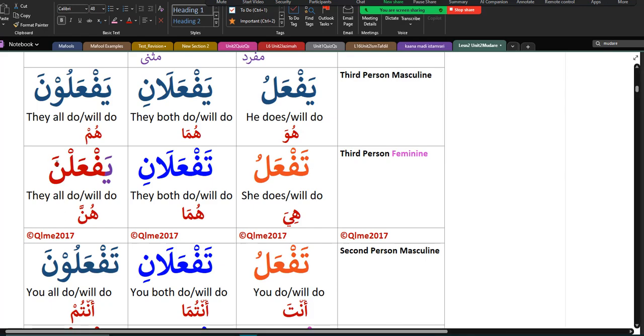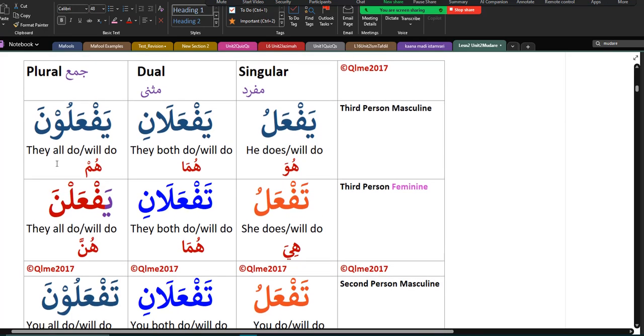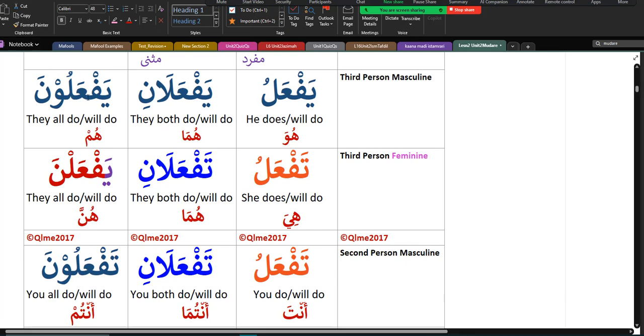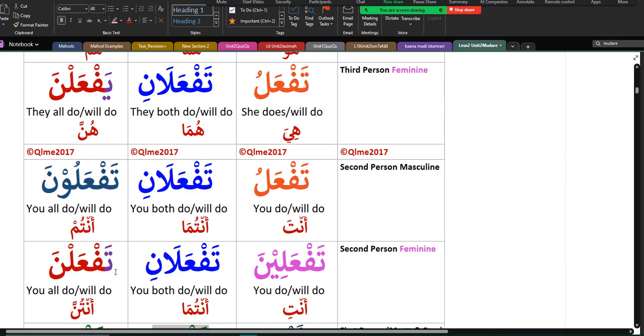And the noon with the fatha is for the feminine plural. Like if you see, like muslimuna is for masculine. So we have yaf'aluna, third person masculine, taf'aluna, second person masculine. And for the noon with a fatha, yaf'alna is for the feminine plural, and taf'alna for the feminine plural. Yaf'alna is for third person feminine plural, and taf'alna is for the second person feminine plural.